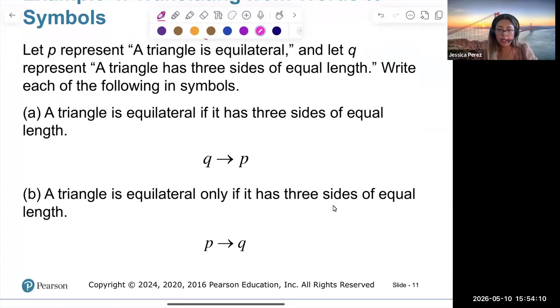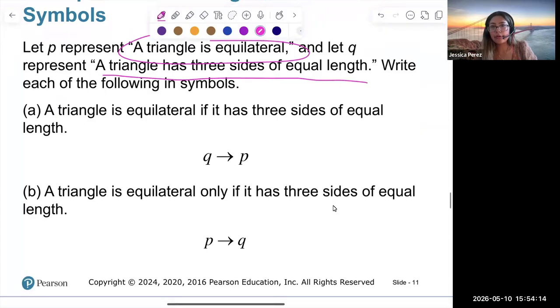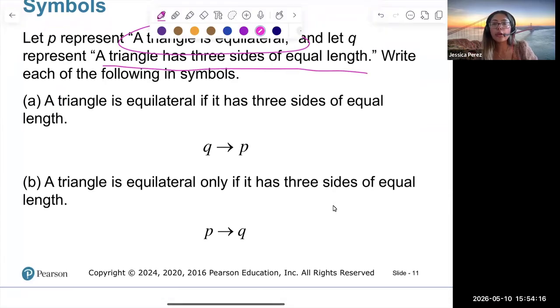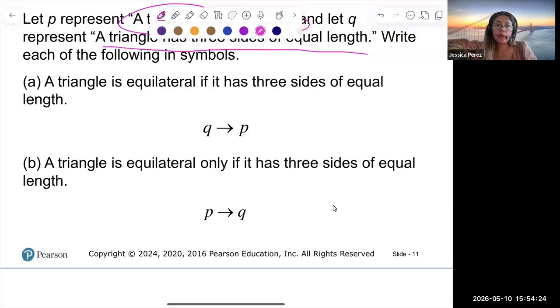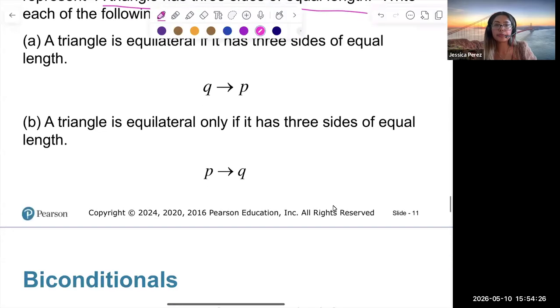So let P be an equilateral triangle and then Q would be equal length. So if P then Q or Q then P. You can always translate a triangle that has 3 sides of equal length and then define an equilateral triangle. So if P then Q.